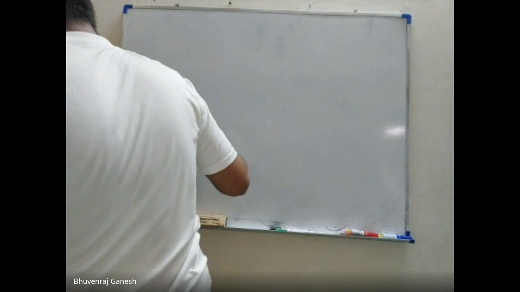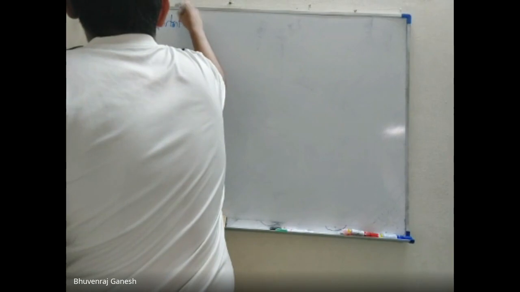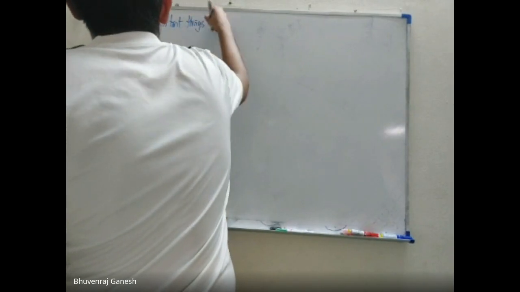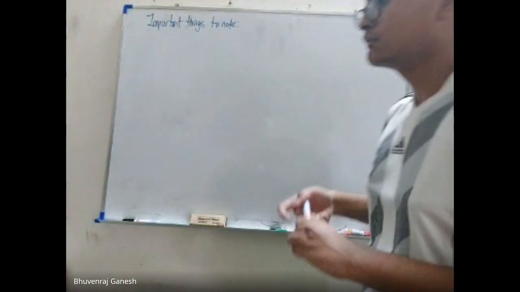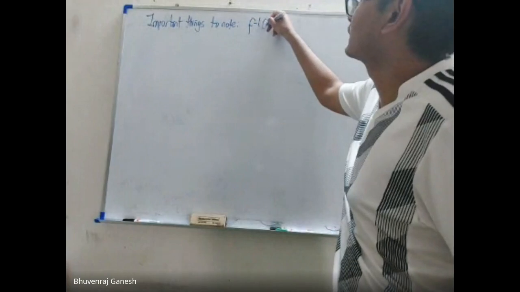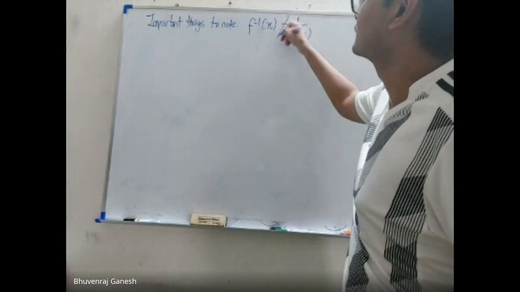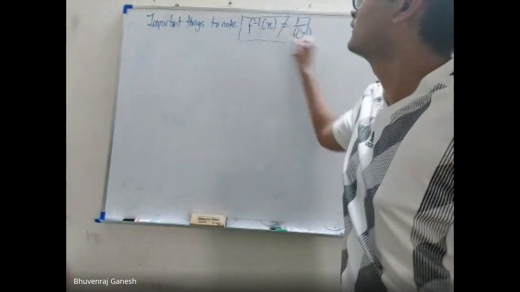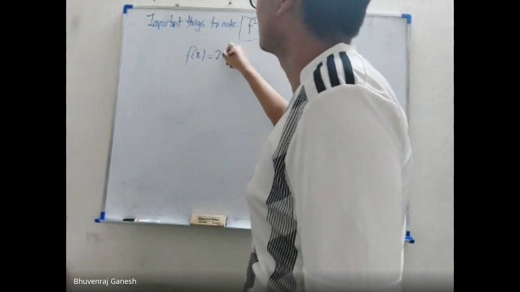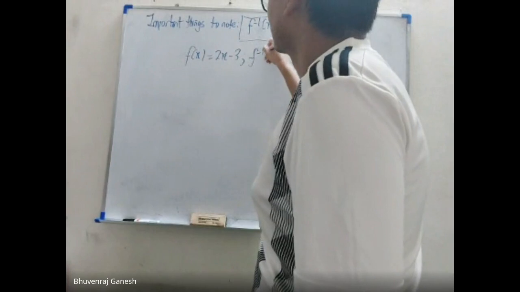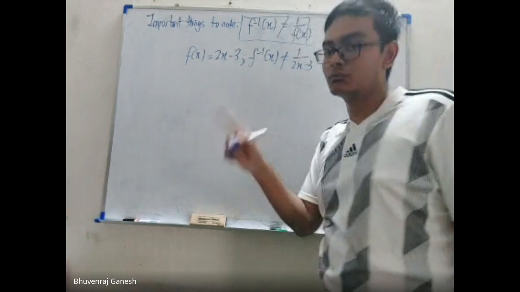Okay, so a few important things to note. So first of all, when we do inverse function, we have something like this, right? This is not the meaning. I can tell an example. Let's say f(x) is 2x minus 3. Your inverse function will not be 1 over 2x minus 3. It's not just by doing 1 over. There's much more to it.